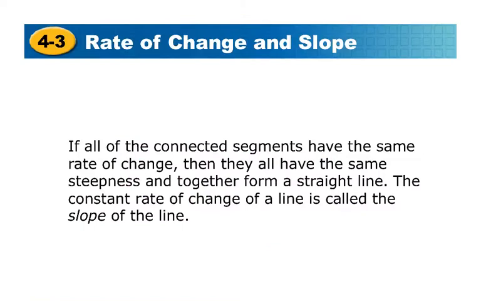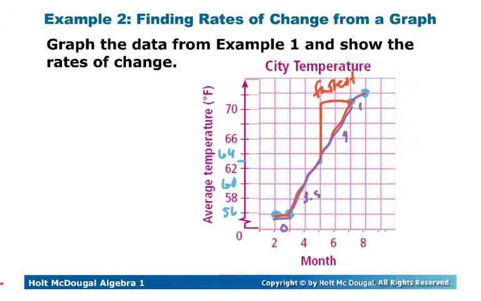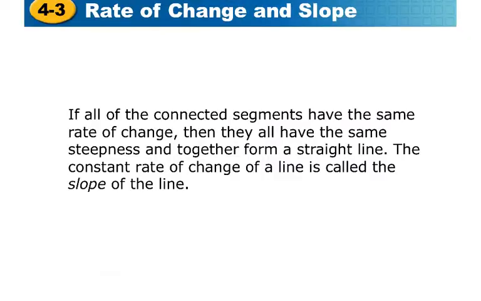Alright. So if all the connected segments have the same rate of change, then they all have the same steepness and together form a straight line. And of course, because it was only off by 0.5, these two start to look like a straight line. And so the closer that they are, and of course if they are exact, they do in fact make a straight line, which is what this is saying.